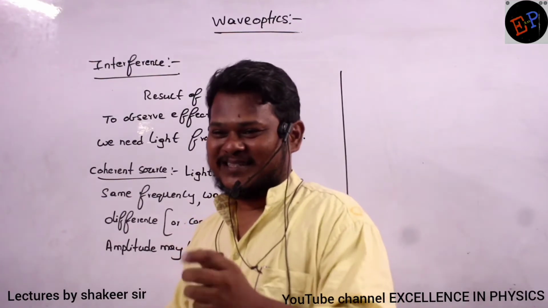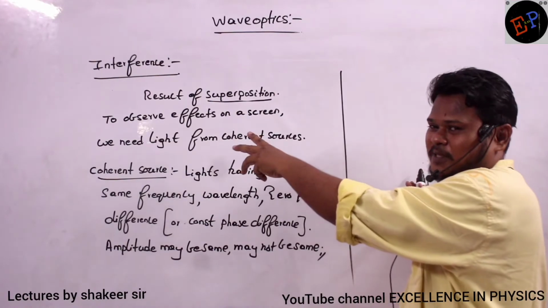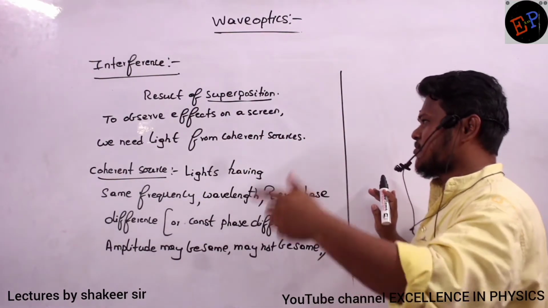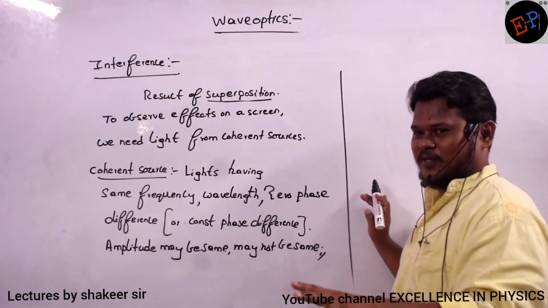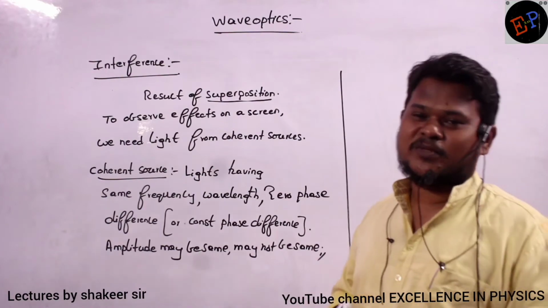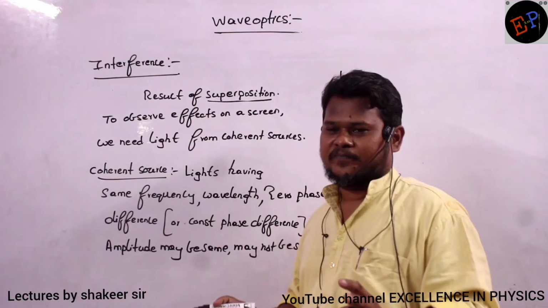For interference or superposition to happen, two waves should be there, no? One wave should be coming from one source of light, another wave should be coming from another source of light. So in both the sources of light, amplitude should be the same, frequency should be the same, phase difference should be zero, or a constant phase difference should be maintained. How is it possible?